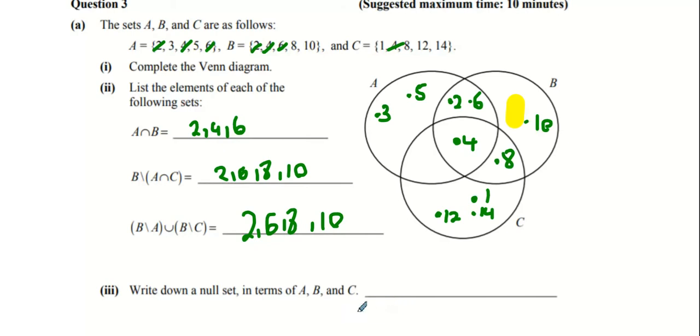Write down a null set. So this is the null set right here. So what it is, it's A intersection C, but you're not allowed to be inside of B. Because A intersection C would be this part here, but then if I exclude the B part, what I have left over is just this green part here, which is the part I'm looking for. Okay, so that's that done.